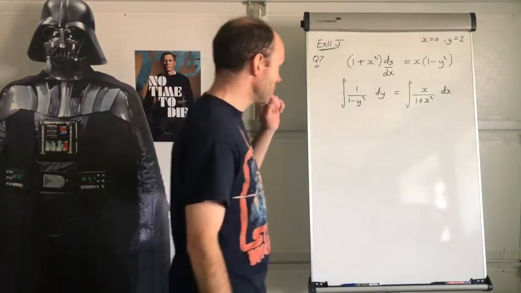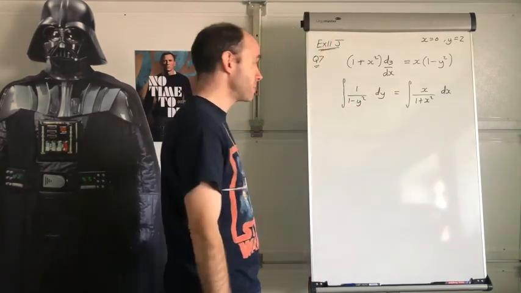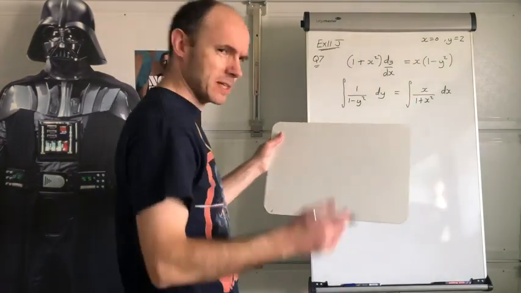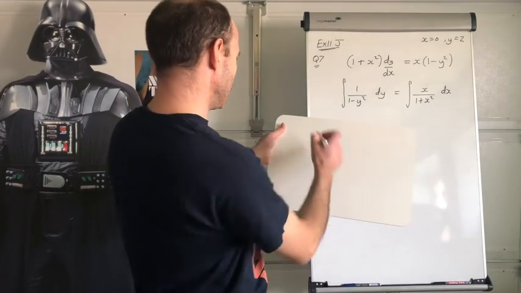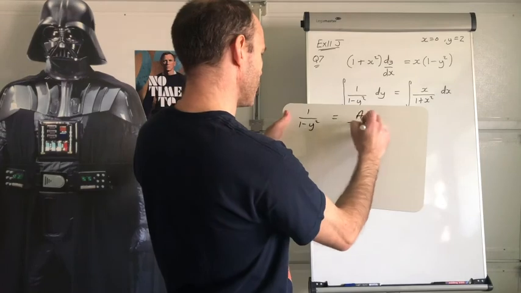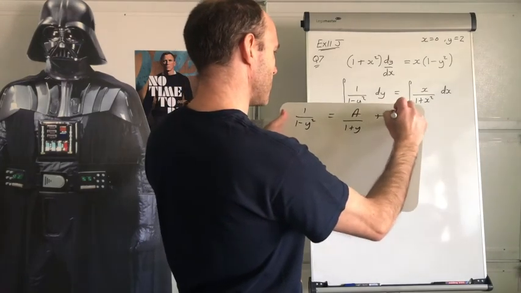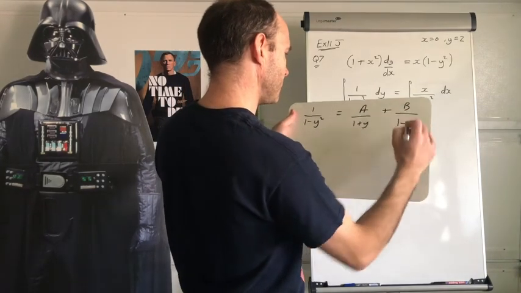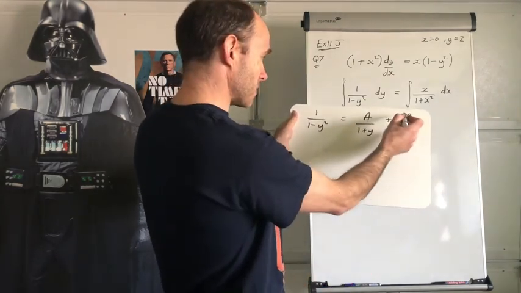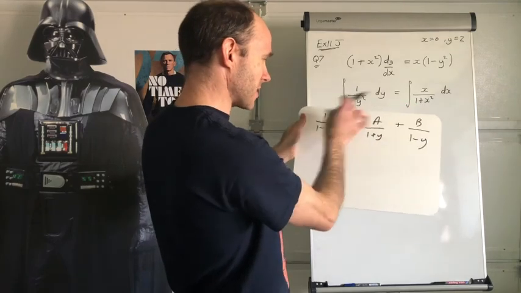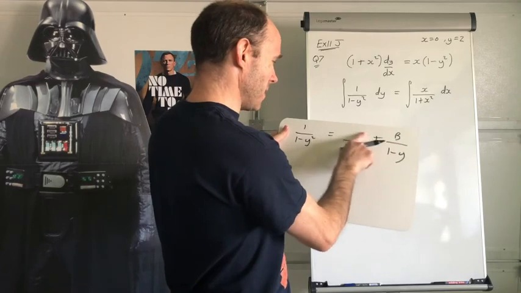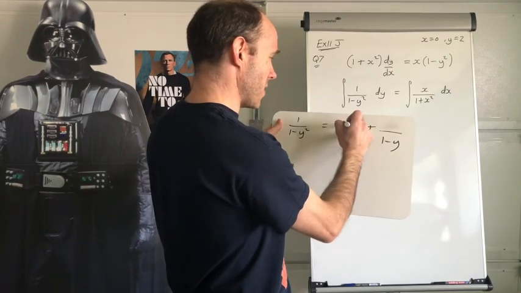So let's begin with the left-hand side, shall we? Let's split it up into partial fractions. Maybe I'll just use this board here a little bit. So we're going to have 1 over 1 minus y squared is equal to a over 1 plus y plus b over 1 minus y. So what that means is you've got to find out what a and b are to get 1. But why don't you take a guess at this stage, because this is a really simple one? Why don't you just guess that they're going to be 1 and 1?